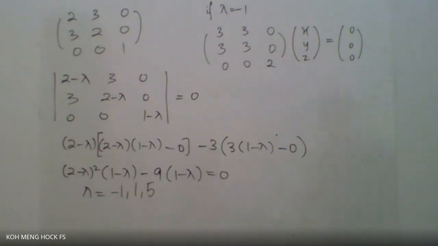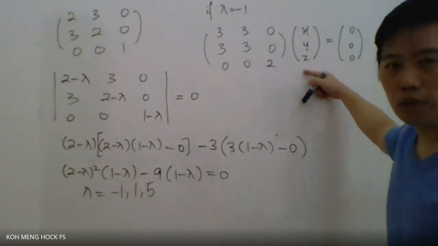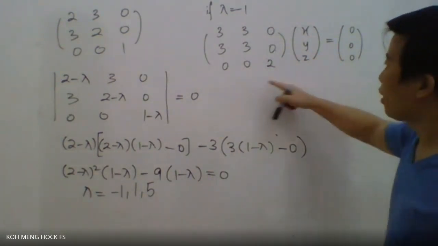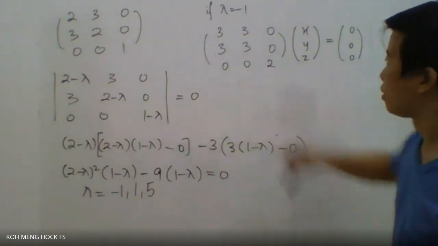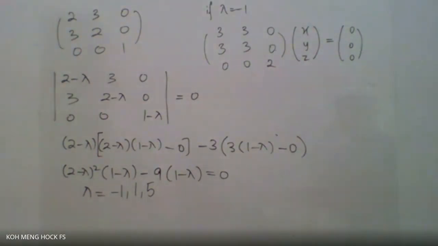So here, how many unknowns do you have? You have 3 unknowns, right? What is the rank of this matrix?